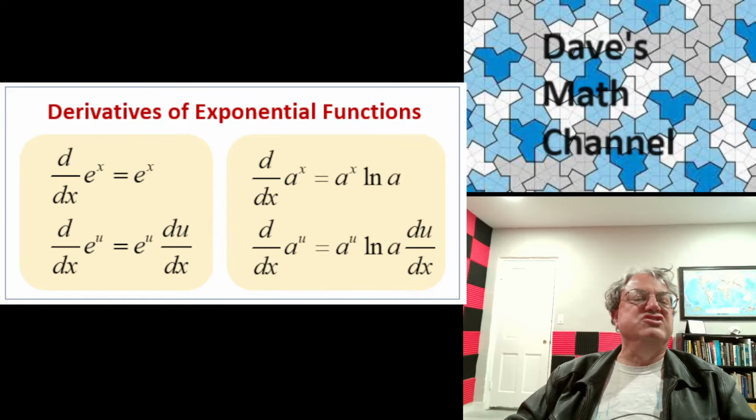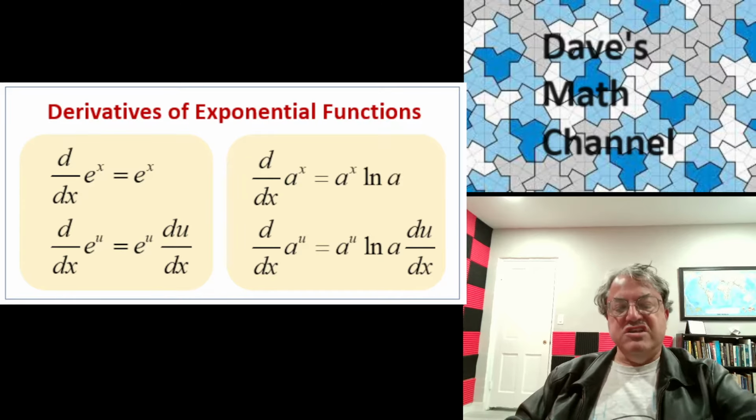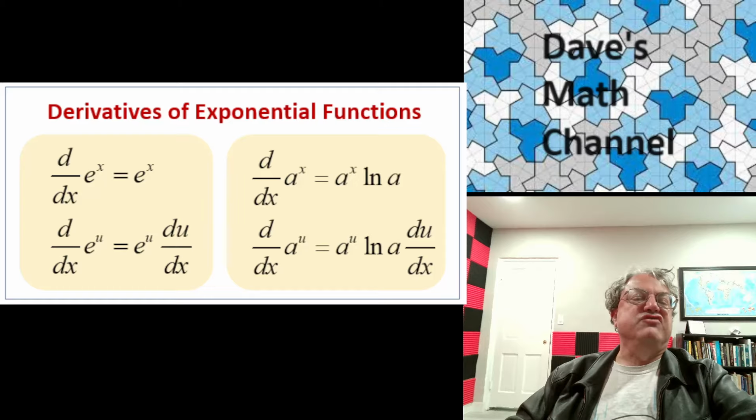Other exponential functions are almost as good, not quite. They give you a derivative that's not quite equal to the function you started with, but it only differs by a multiplicative constant. For instance, if the base is a, where a is an arbitrary positive real number, then the derivative of a to the x turns out to be a to the x times the natural logarithm of a, which is just a constant. So that's a very useful property of exponential functions.